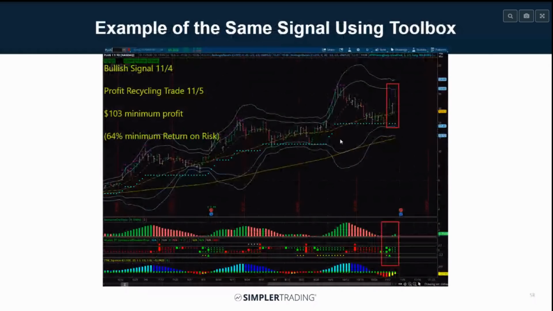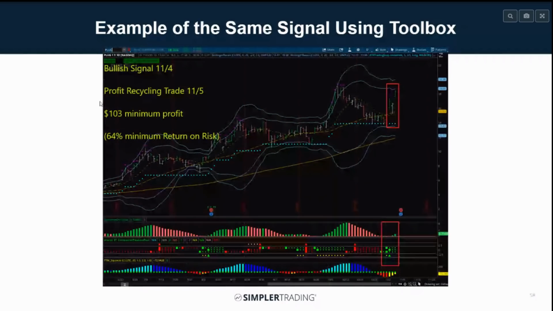Here was one on Plug. Similar situation for those of you who were in the options room during that time. You might have taken the trade and followed along with me, but this was a bullish signal on the 4th. We profit recycled the trade on the 5th. I profit recycled one of the 2 contracts I held on this trade. And so for this trade, I took a $103 minimum profit. It was a 64% minimum return on risk. And once again, as you can see, the earnings announcement was right around the corner.